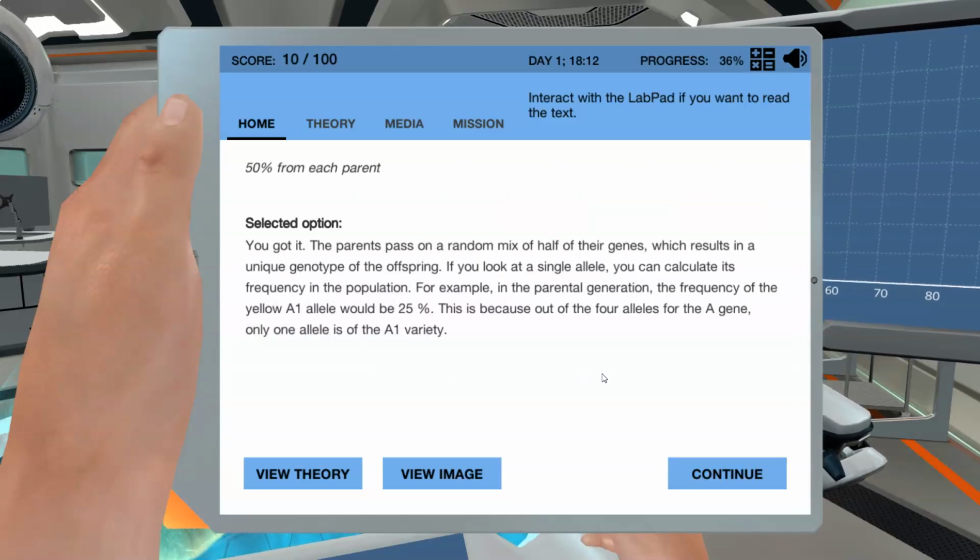You got it. The parents pass on a random mix of half of their genes, which results in a unique genotype of the offspring. If you look at a single allele, you can calculate its frequency in the population. For example, in the parental generation, the frequency of the yellow A1 allele would be 25%. This is because out of the 4 alleles for the A gene, only 1 allele is of the A1 variety.